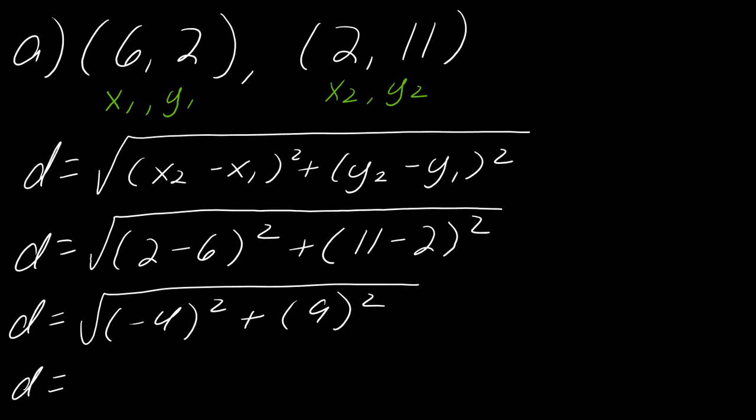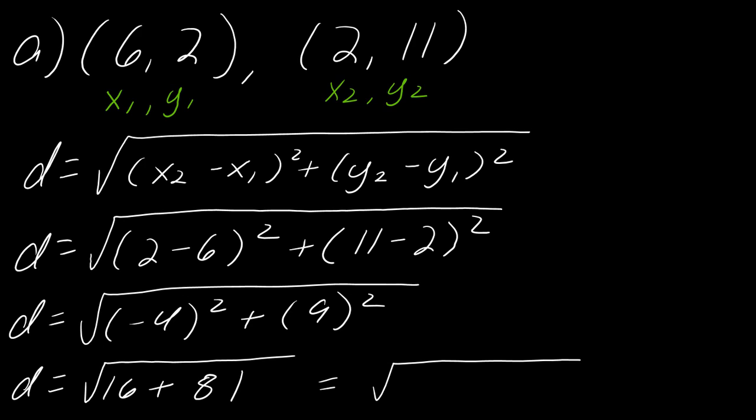That's going to be 16 plus 81. What is 16 plus 81? That will be 97, and that's really all the further I can go with this. So the distance between those 2 points is the square root of 97. If that's all that you can do, then that's all that you can do. I can't simplify this particular square root any further, so we're all good.